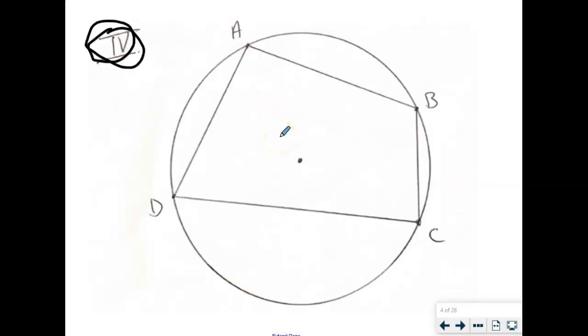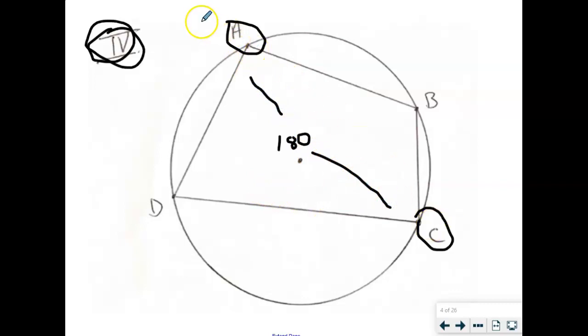So what is the neat little rule here? Well, if you take angle A and you add it to angle C, you will always get 180 degrees. So in other words, opposite angles of a quadrilateral inscribed in a circle will always add up to 180. So if that's 180, these two would be 180.